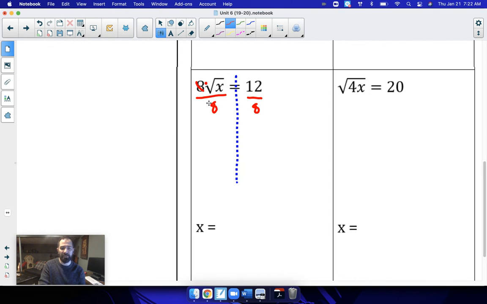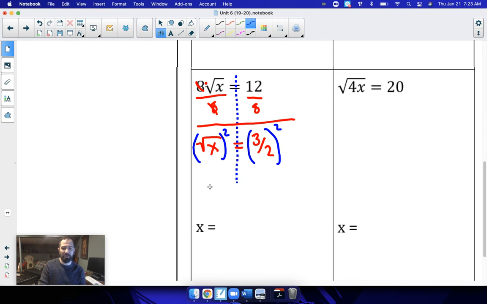8 divided by 8 is 1, so we're just left with the square root of x. And over here, we have 12 over 8, which we can reduce down to 3 over 2. I know it's weird. Just bear with me. Okay. Next step, we want to square both sides. And I'll show you how to do that.